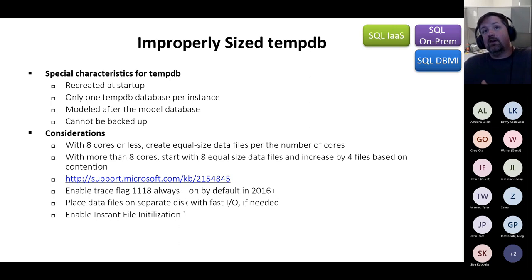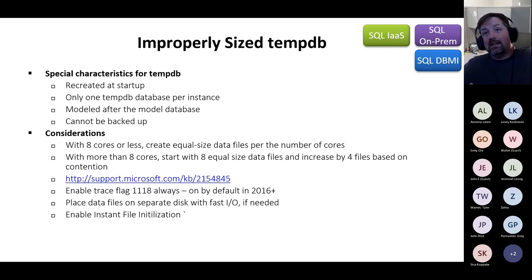We solve that by having multiple files, and then TempDB uses the proportional fill methodology. So it will use the largest file, which is why we say 8 equal size data files. So 8 cores or less, equal size data files per the number of cores. So I have a 4 core virtual machine, 4 equal size TempDB data files.